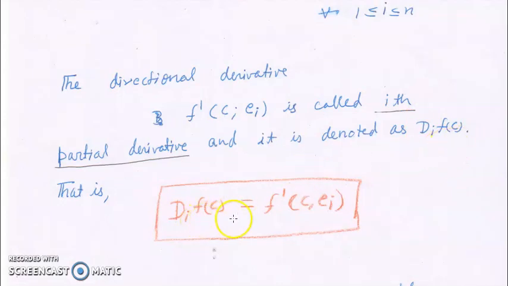D_i f(c). So D_i f(c) is what? D_i f(c) is equal to f'(c; e_i). So the ith partial derivative is the directional derivative of f at c in the direction of e_i.